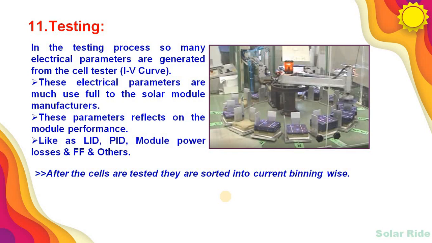These electrical parameters are very useful to solar module manufacturers. These parameters reflect module performance, such as LID, light induced degradation, and PID, potential induced degradation, module power losses, fill factor, and other factors. After the cells are tested, they are sorted by current binning. These images show a clear picture of the binning system.